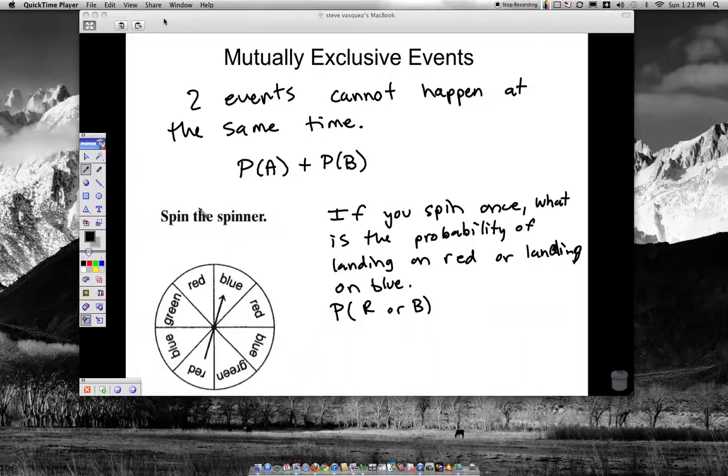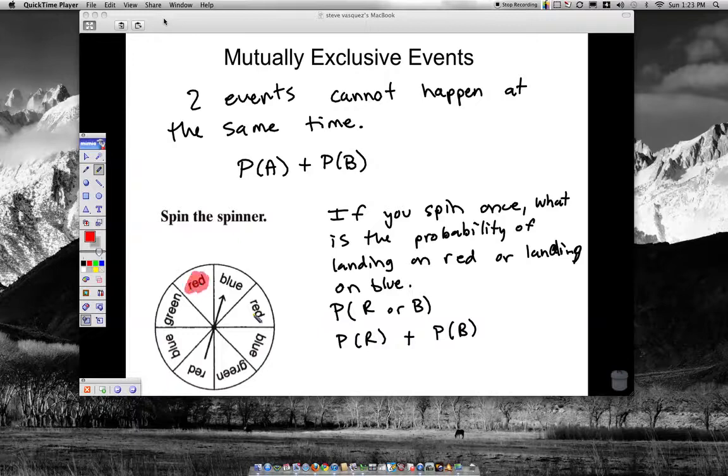If you're spinning a spinner, you cannot both land. If you're only doing it one time, you cannot land on red and blue at the same time. It's impossible. So you're going to be either landing on blue or you're going to be landing on red. So that's going to be the probability of landing on red plus the probability of landing on blue.